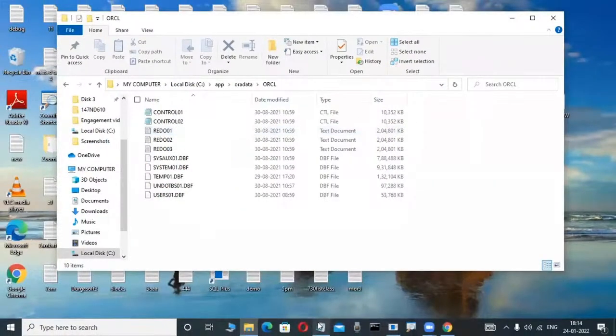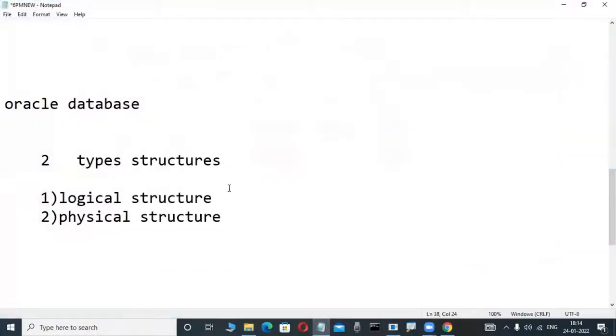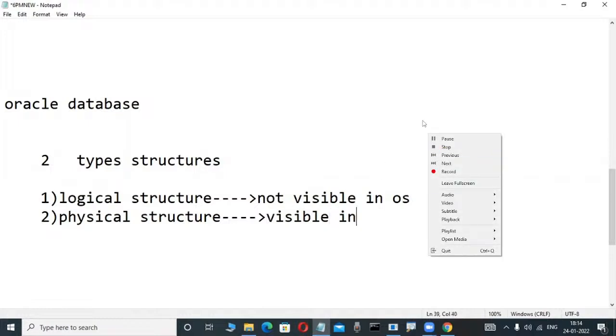That's why a logical structure means a structure which is not visible in the operating system. A physical structure means whenever we install Oracle, SQL Server, DB2, these softwares automatically create physical files, as I told you in previous classes. That's why a structure which is visible in the operating system is also called a physical structure.